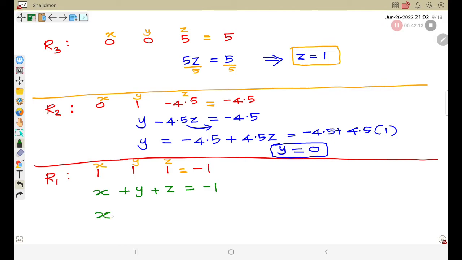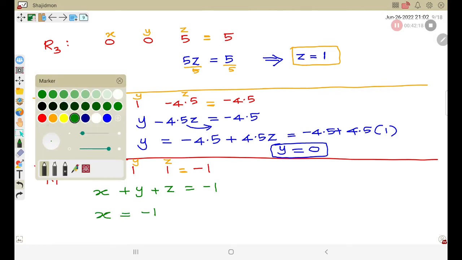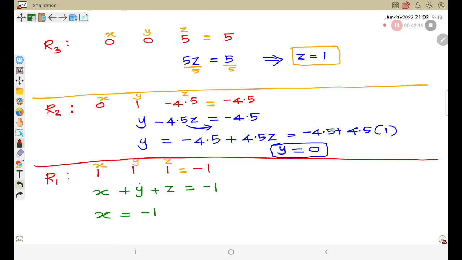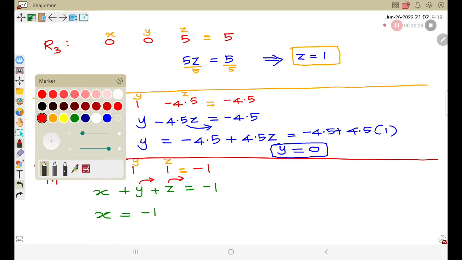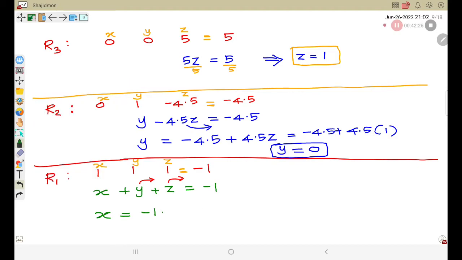From this, x equals, we need to find x. x equals minus 1, already there on the right side, plus y take to the next side, plus z take to the next side. Okay, so minus 1, plus y going to the next side, minus y, plus z going to the next side, minus z. So x equals minus 1 minus the y value, 0, minus the z value, 1. So that you are getting the x number. What is the x number? The x number equals minus 2.